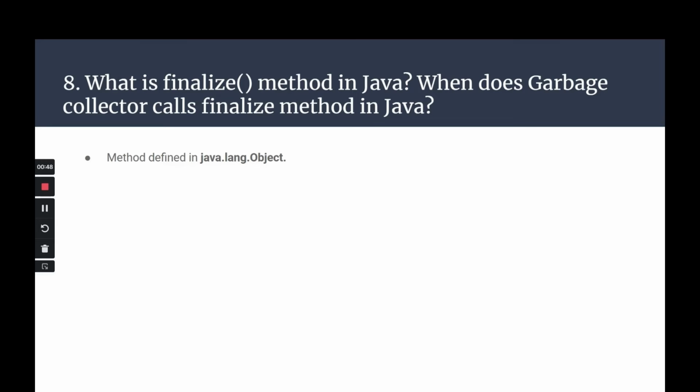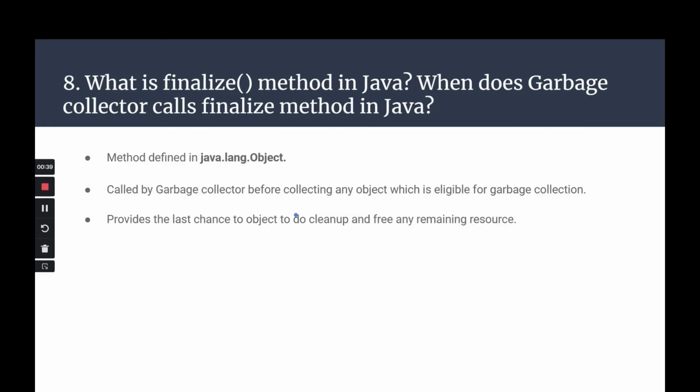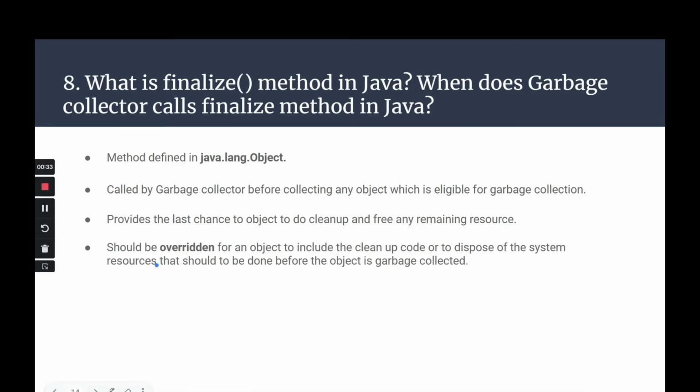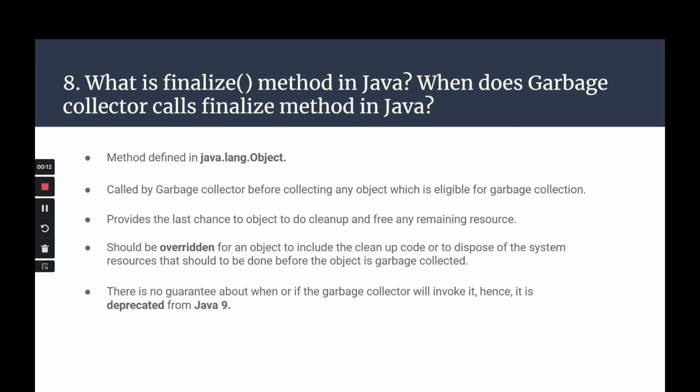This method is defined in the Object class, the parent class. It is called by GC before collecting any object if it is eligible for garbage collection. It provides the last chance for the object to do the cleanup and free any remaining resources. It should be overridden for an object to include the cleanup code. So any kind of cleanup activity that you want to do, you put it inside the finalize method. Now there is no guarantee that the finalize method is going to be called or not. From Java 9, it got deprecated. So that's what I said, this is a little old school, the one which we have already learned about. Now, the finalize method is not much relevant.